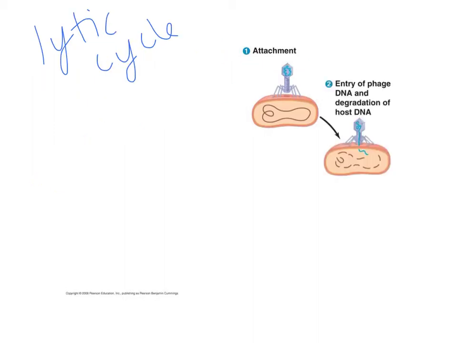After that attachment occurs, the phage is then going to need to release its genetic material into the host cell, and so it will inject its genetic material into the host cell, and the host cell's DNA is going to get broken down. Got to break down the host cell's DNA so that the host cell is only using the virus's DNA at this point.